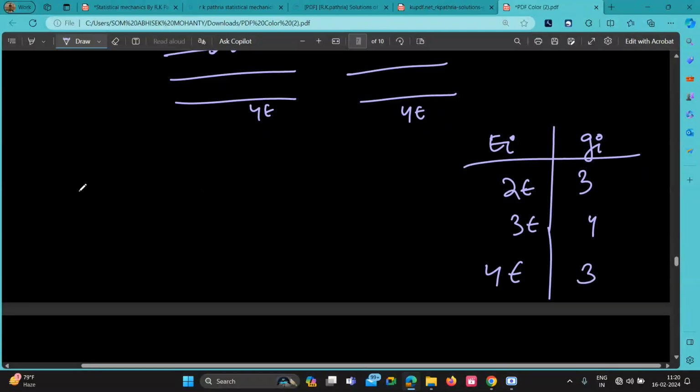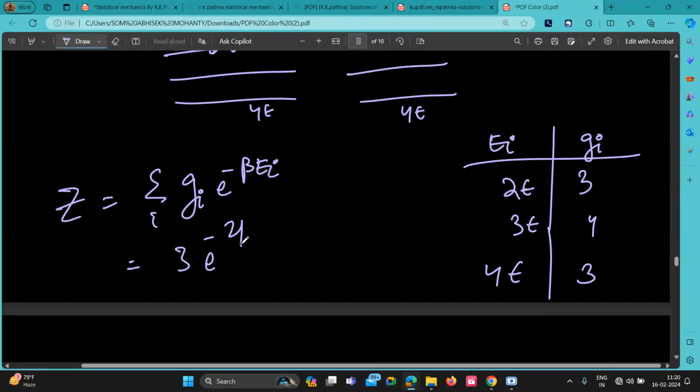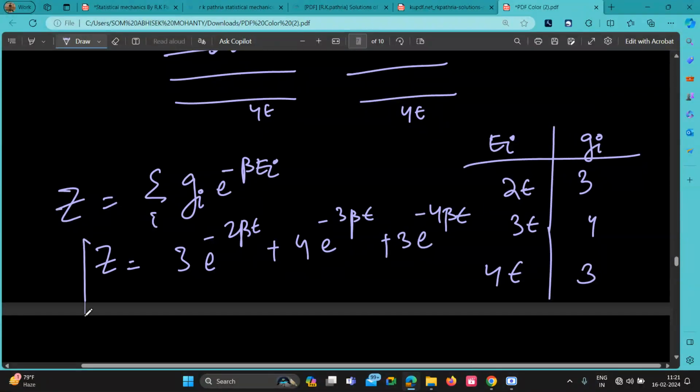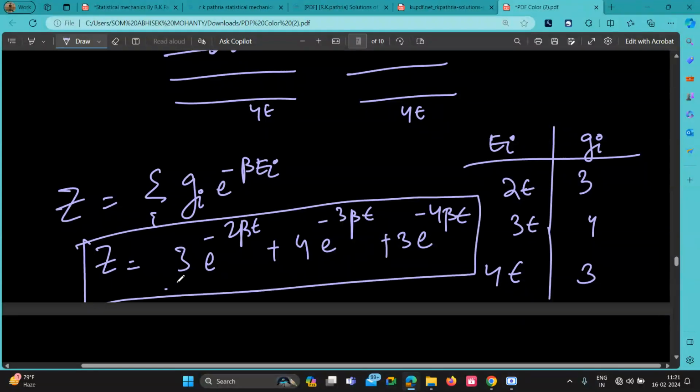So if I write the partition function, that will be summation over i of gi e to the power minus beta Ei. So 3 e to the power minus 2 beta epsilon plus 4 into e to the power minus 3 beta epsilon plus 3 into e to the power minus 4 beta epsilon. Okay, this will be your partition function. Is it clear?